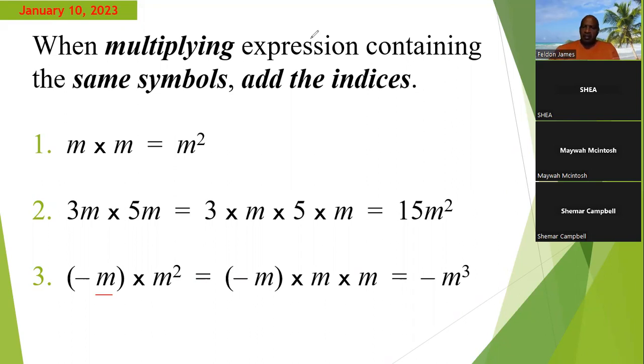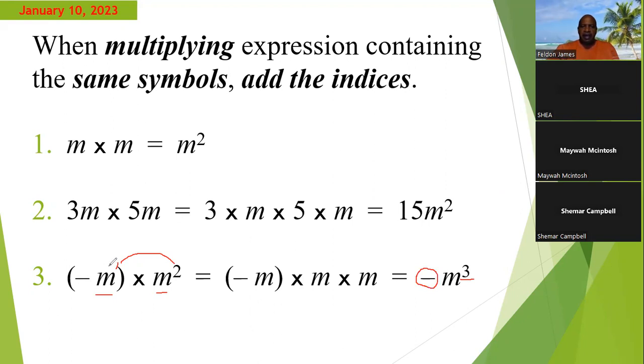1. The power would be 1. So when you have a base with no obvious power, the power is 1. All right? So if you have m to the power 1 times m to the power 2, to get your final answer in terms of the power, you simply add both powers. So 1 plus 2 give you 3. Now remember that this is a negative times a positive, so the overall answer will be negative.